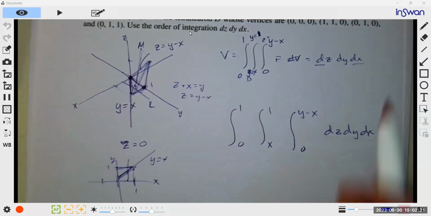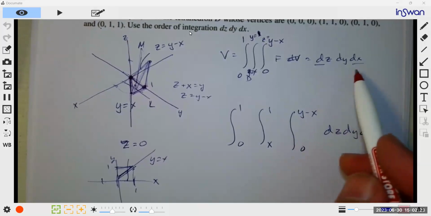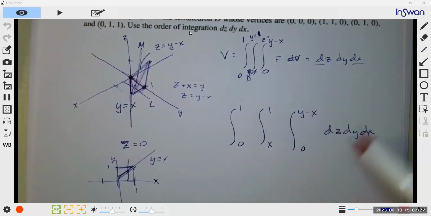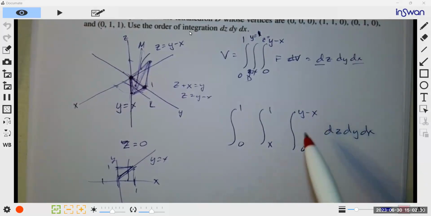Again, it changes if we rewrite these a different way, then our graph changes, then our order of integration changes, and our equations change.